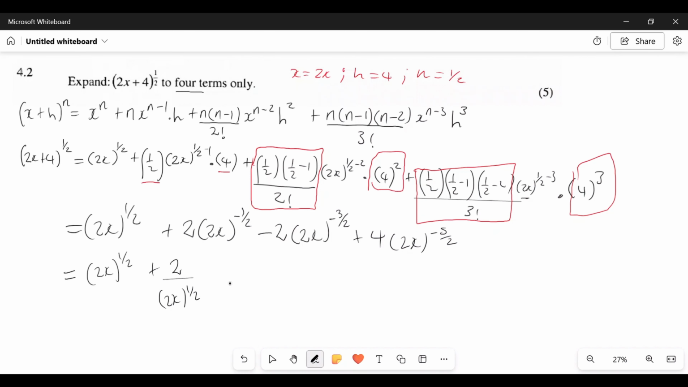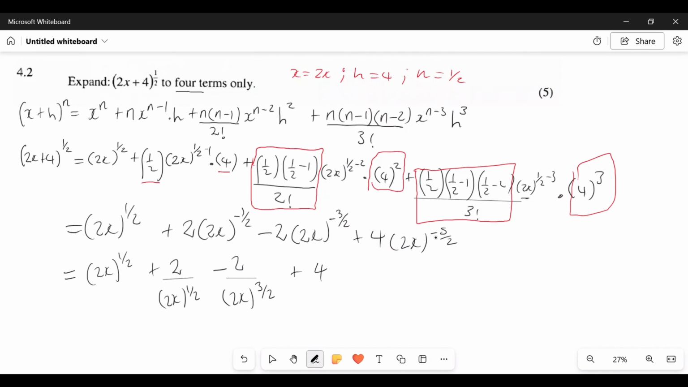And then we look at the third term, we have negative 2 as well. But then let's look at our exponent. Our exponent is negative 3 over 2. So we take the base there, which is 2x to the power of positive 3 over 2. There we go. And the last one, we're going to have 4, which is the numerator.